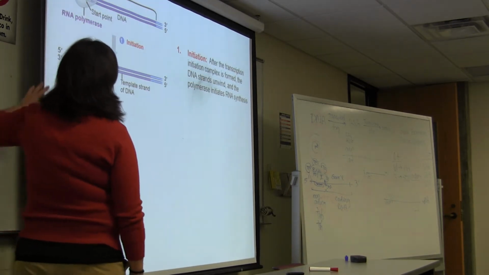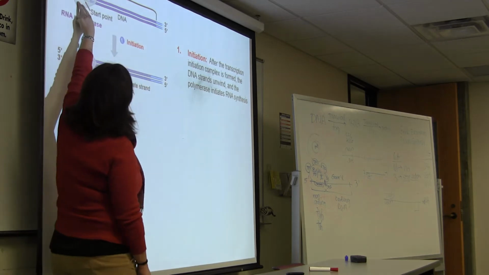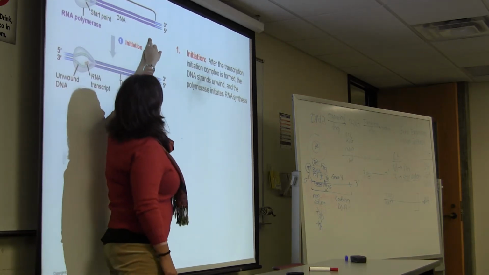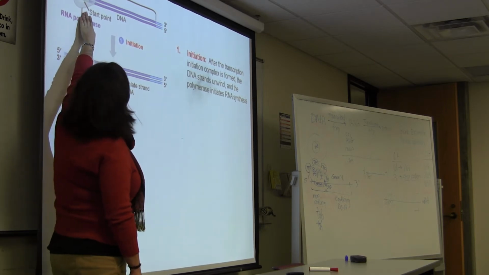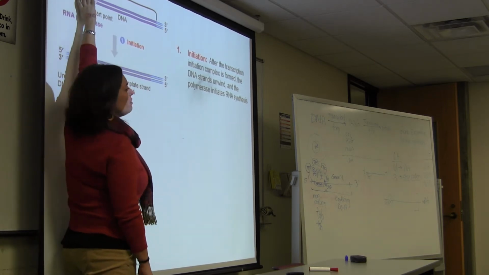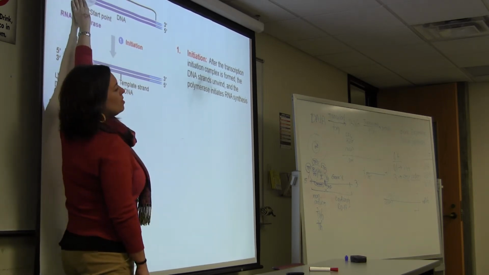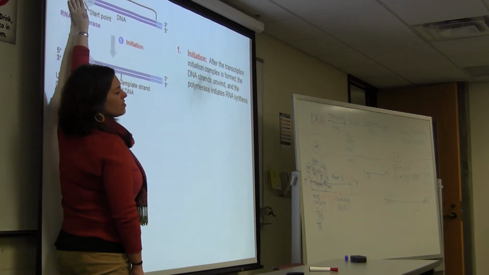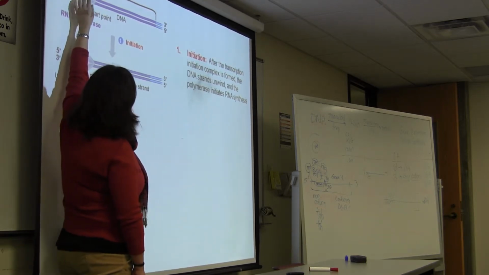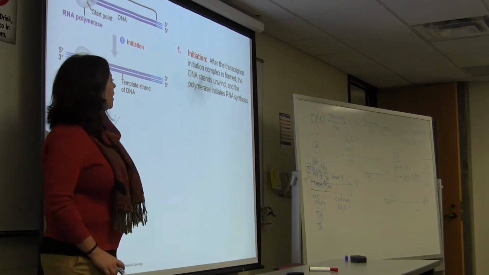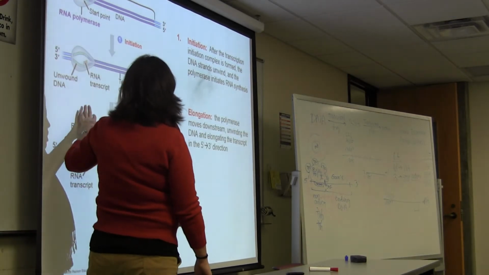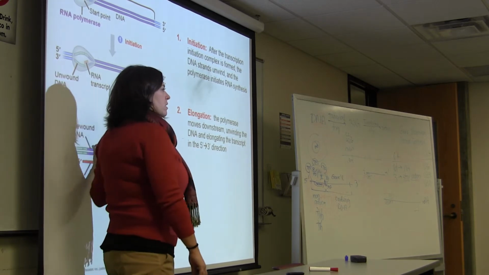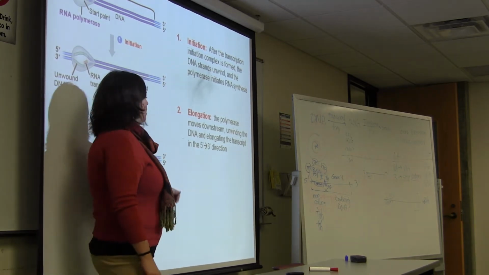And so, again, transcription, we have our promoter here, we have our gene that we're making right here. So before we can start transcription, you're going to bring in those transcription factors and that RNA polymerase to the promoter region. You're just getting everything set up on the promoter. And then during elongation, this is where we actually start making our new piece of RNA.